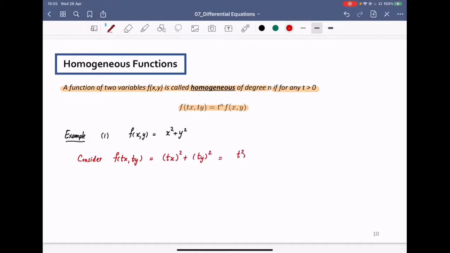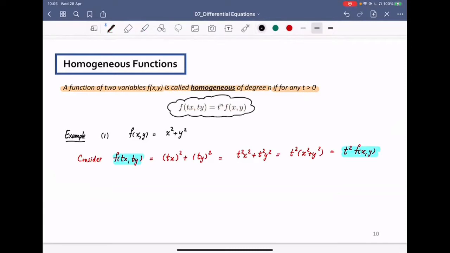So you get t squared x squared plus t squared y squared, and then you get t squared times (x squared plus y squared). And this is t squared times f(x, y), right? So you can see that if you manipulate f(tx, ty) here, at the end you get t squared f(x, y). This matches with the definition.